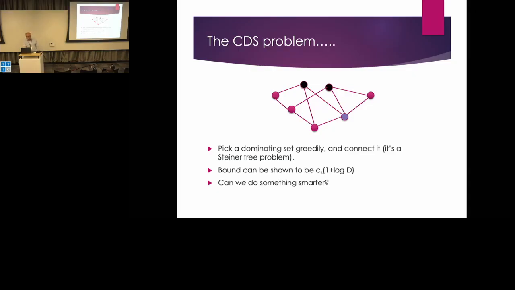So the annoying thing is, do we really need that constant C_s? The Steiner tree problem is solving a much more powerful problem because it's saying, given any subset of vertices in the graph, how do I find the smallest tree to connect them?